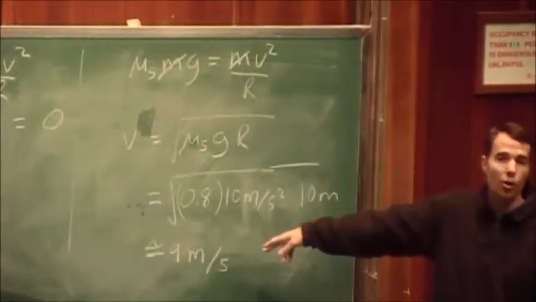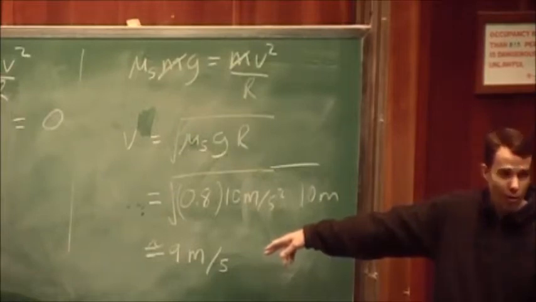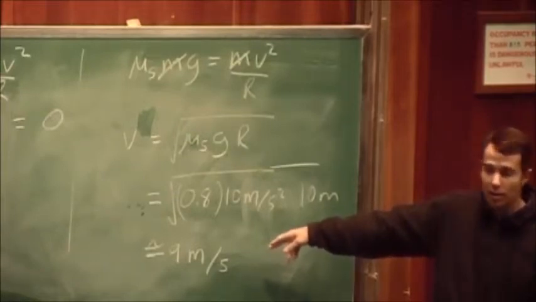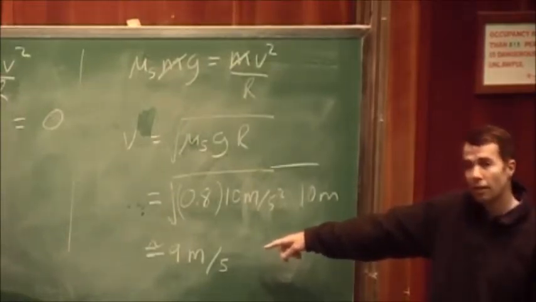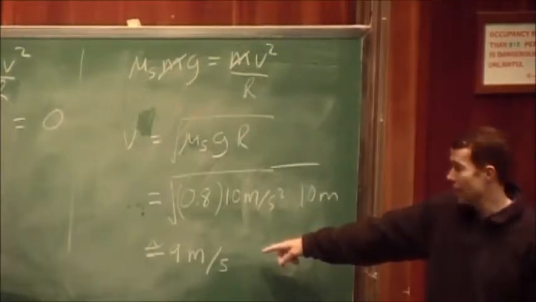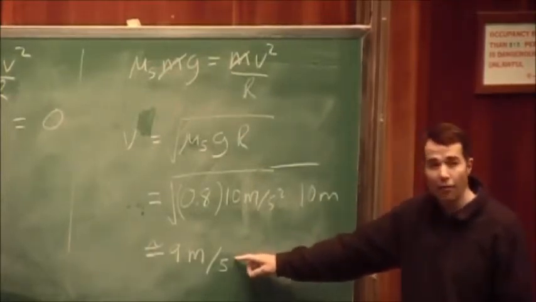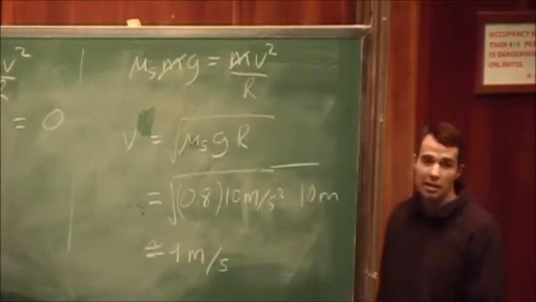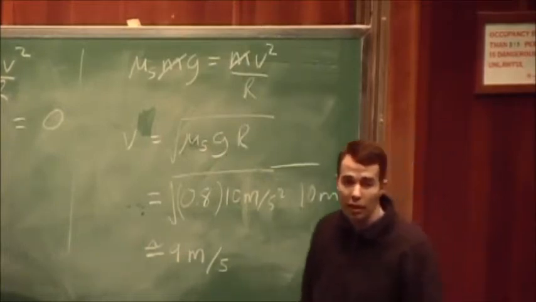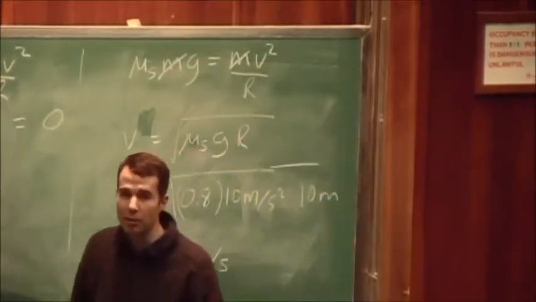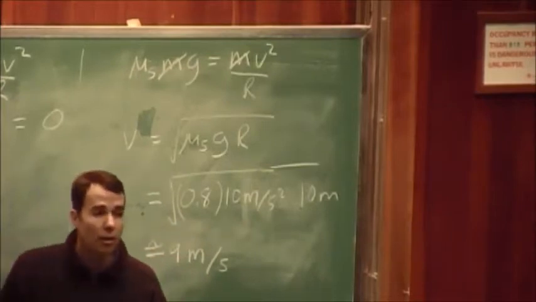Why do you go a lot faster around corners when you're doing it? You go around these off ramps much faster than, say, 9 meters per second, right? You go much faster than 20 miles per hour. You don't slide off the road. Why?